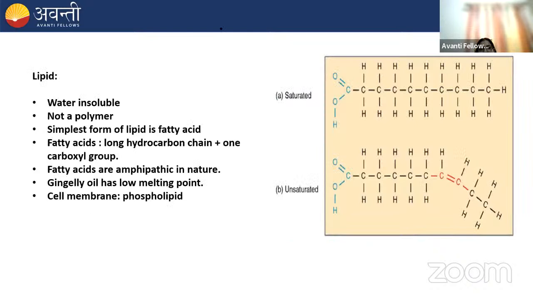Okay, moving to the next one. Lipid. Lipid is water insoluble and it's not a polymer. This is a very important point. Remember, note this down: lipid is not a polymer.